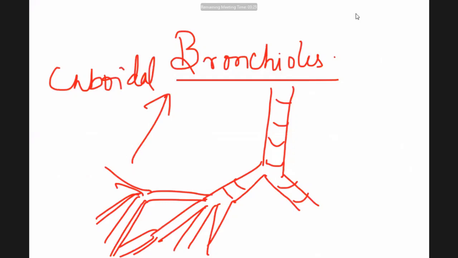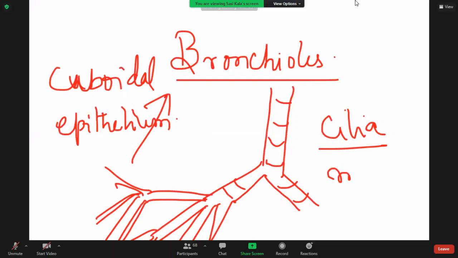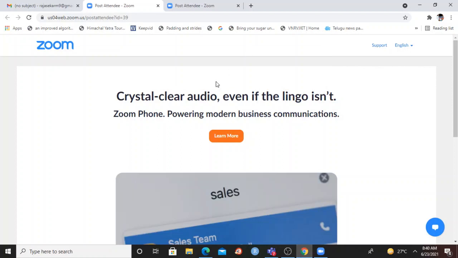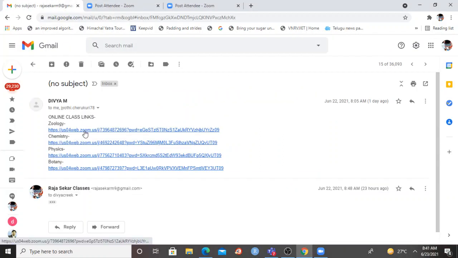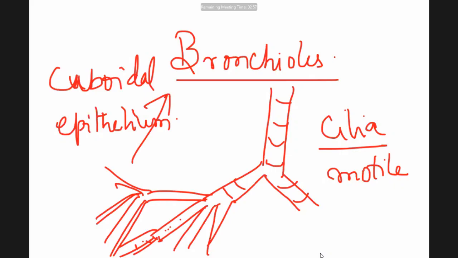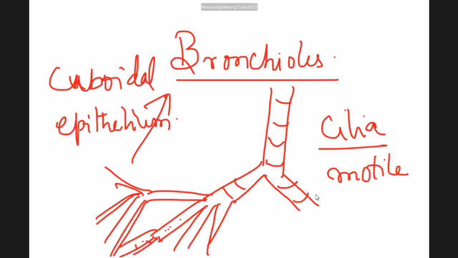In botany, cell biology is completed, am I right? Cilia and flagella structure was taught to you? Yes, ma'am. Then, these cilia are motile. Motile means they can move. So there will be cilia here in the respiratory tract. Can anybody guess the use? Helping in pushing out the expired air.